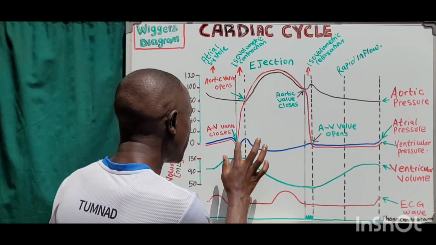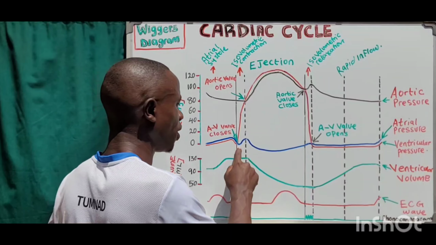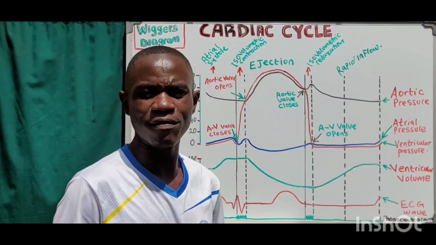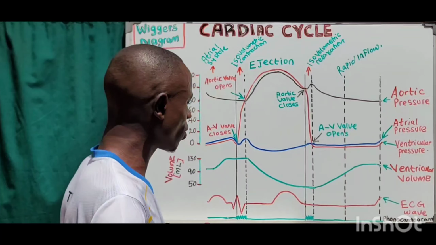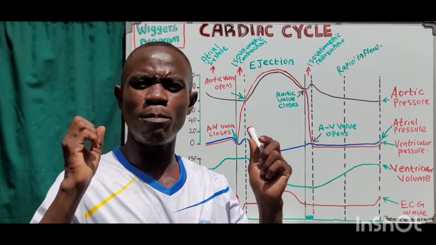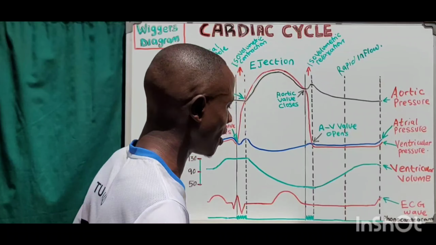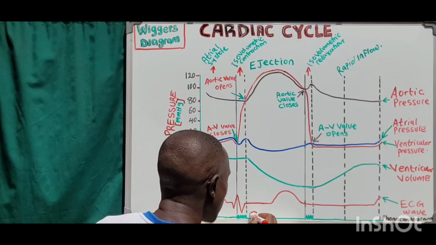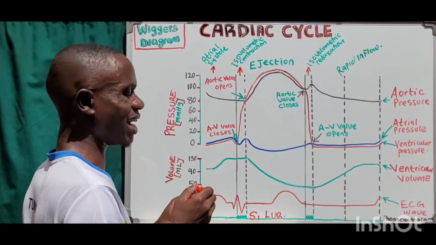Now, as the ventricular pressure becomes more than the pressure within the atria, it will lead to the closure of the AV valves. The closure of the AV valves gives us our heart sound, which we call the S1. That's why our phonocardiogram gives us here our heart sound, the S1, which we denote as the lub.